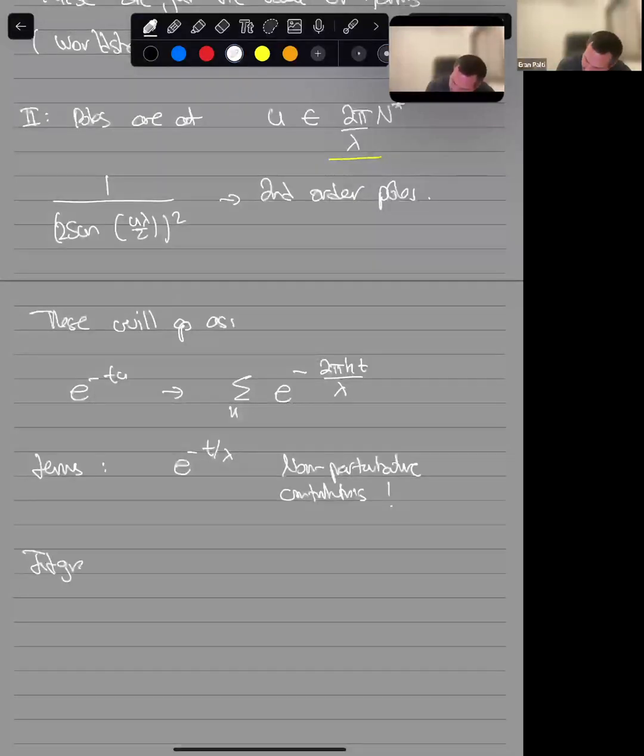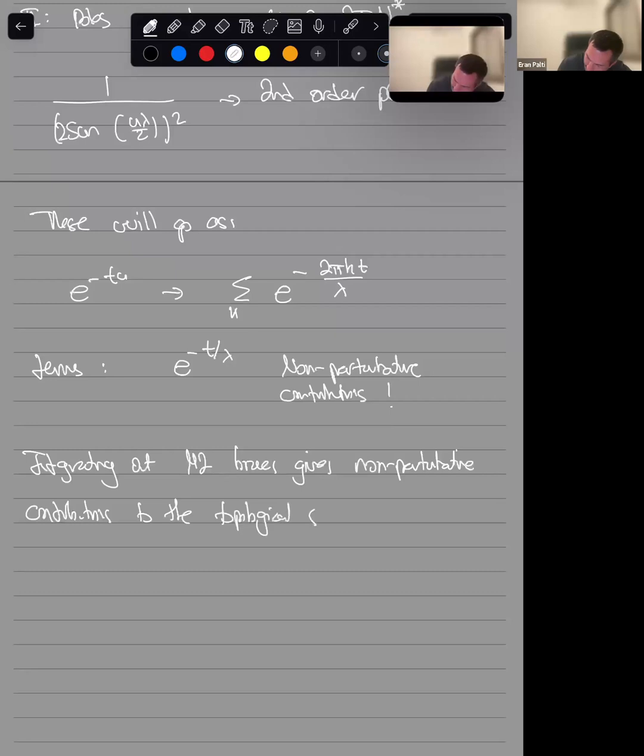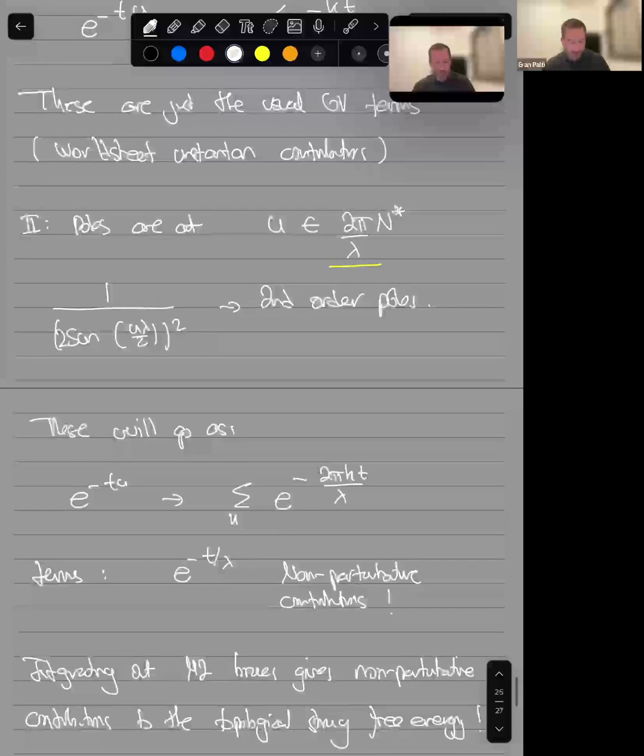So integrating out M2 branes gives non-perturbative contributions, non-perturbative in the topological string coupling, to the topological string free energy. And I'll even use an exclamation mark for that, because this is the big new thing that we found.